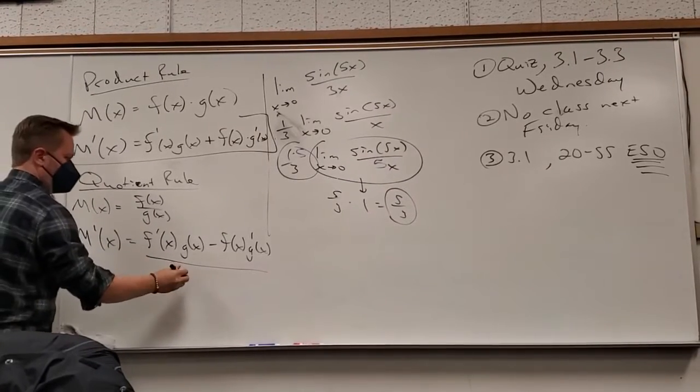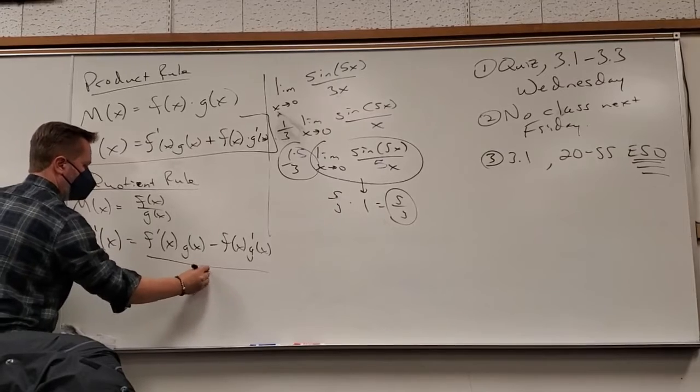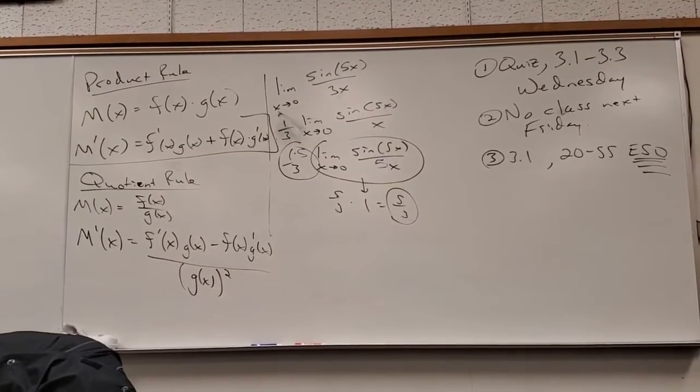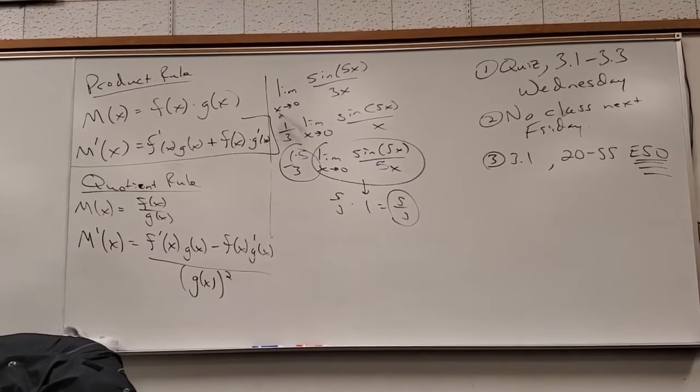And what's on the bottom? g squared. Quotient rule is kind of gross. Not too bad, it's just the way it is.